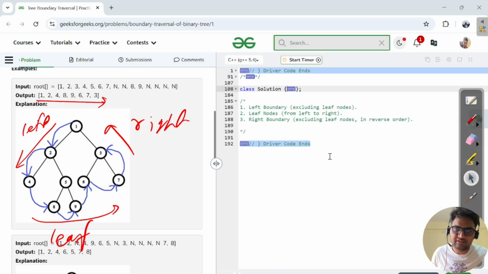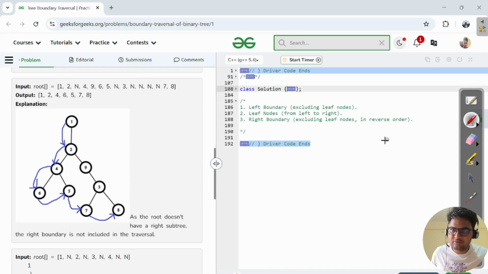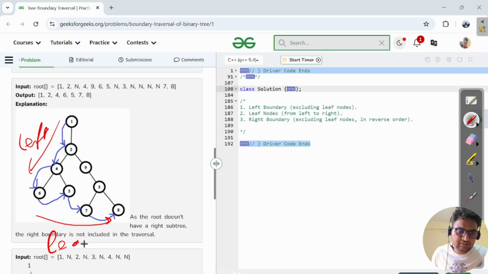Let's take another example. Here you can see we do not have a right node, only a left node. So this will be considered as the left part, and this will be considered as the leaf. And on the right we do not have anything. So 1, 2 and 4 will be printed as the left boundary traversal. Then 6, 5, 7 and 8 will be printed as the leaf traversal.